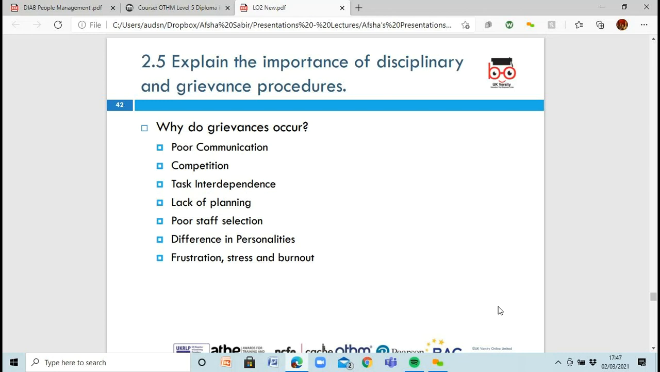Lack of planning, poor staff selection, so maybe you've not got the right workers working for you. Differences in personalities, and things like frustration, stress, burnout. All of these things can contribute to it.